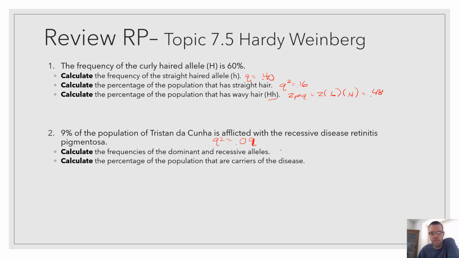So the frequency of the recessive allele would be q, the square root of 0.09, which is 0.3. That means p is going to be the rest of it, which is 0.7. And carriers would be, of course, 2pq, which is 0.42. That was 2 times 0.3 times 0.7.